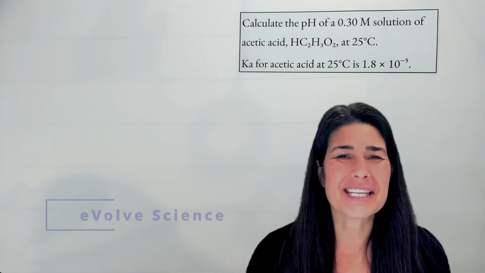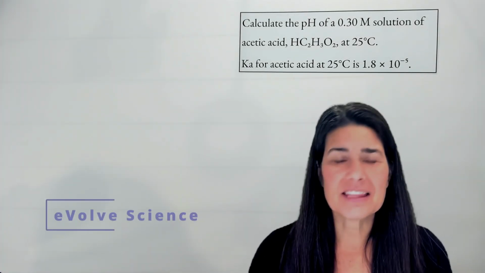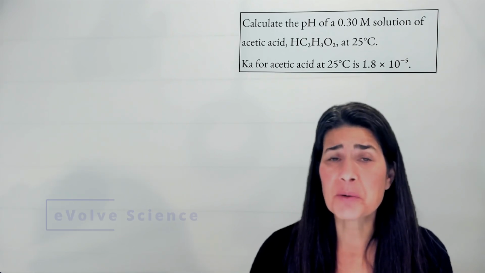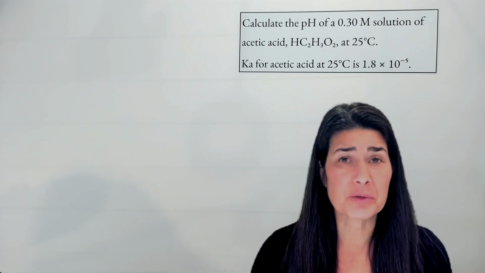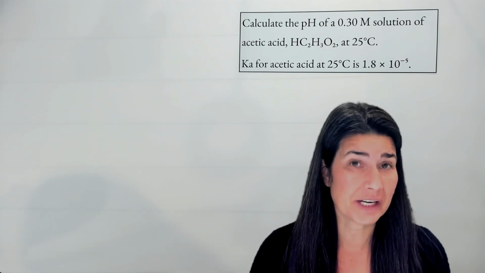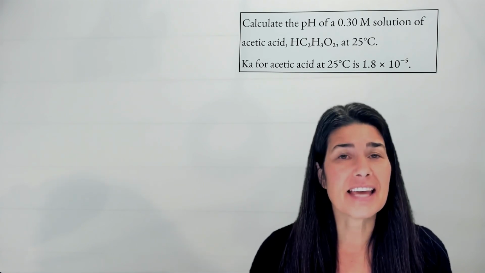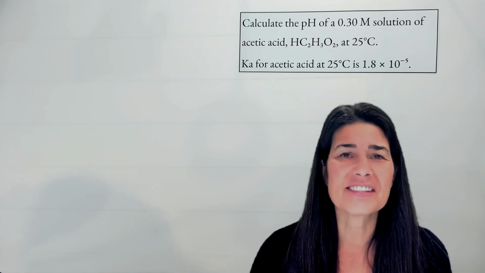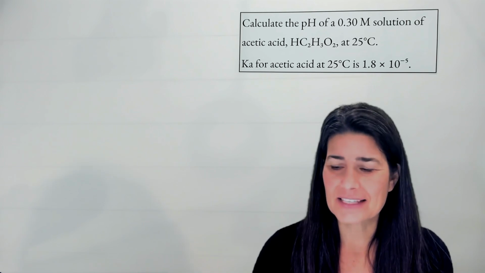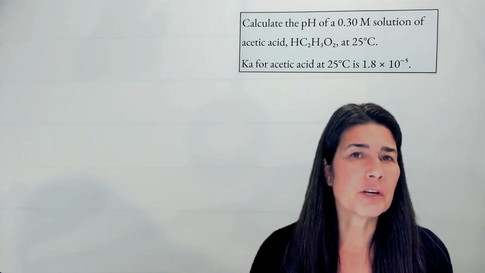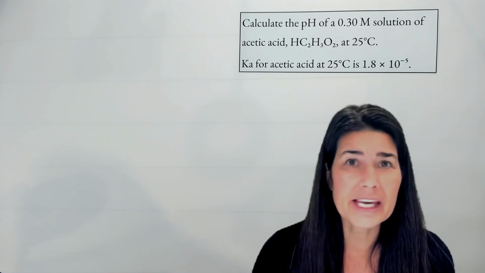Okay, let's try this problem. Calculate the pH of a 0.03 molar solution of acetic acid at 25 degrees. They give us the Ka for acetic acid as 1.8 times 10 to the minus 5. So the first question in your head is, what do you have?